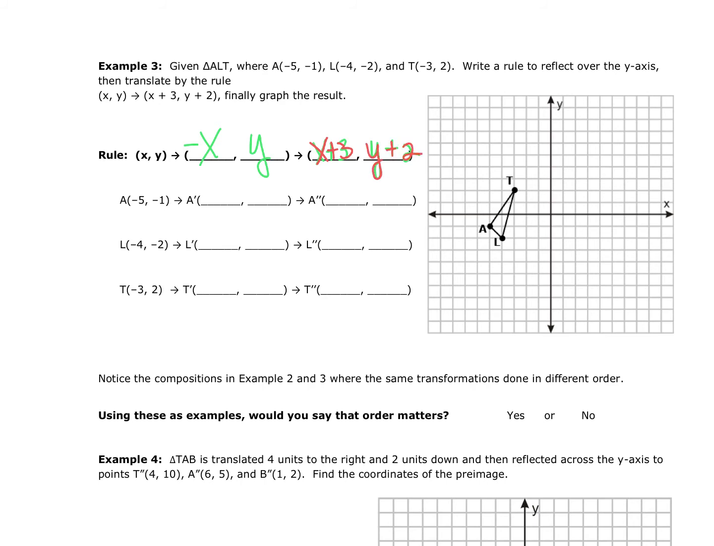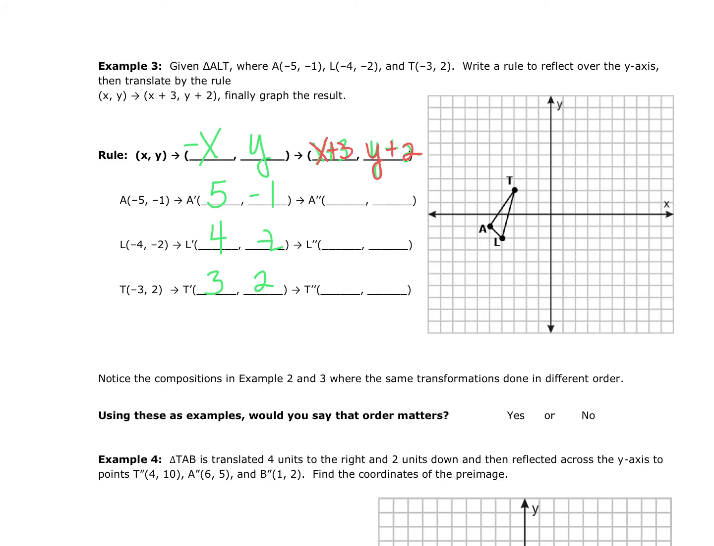Okay, so we just do the coordinates and then we'll plot it. We have -5, which becomes +5, -1, because the y stays the same. -4 becomes +4, and the -2 stays the same. The -3 becomes +3, and the 2 stays the same.